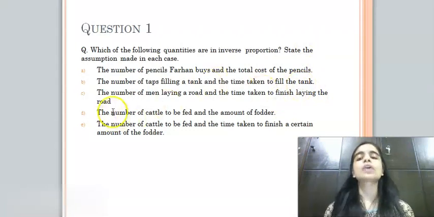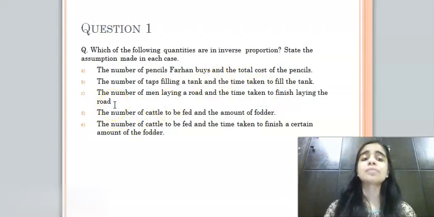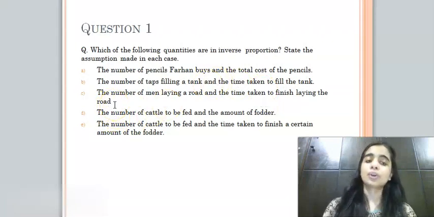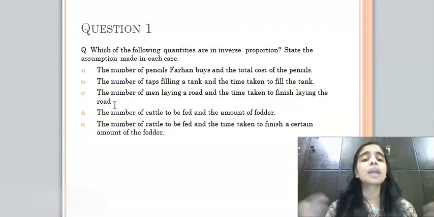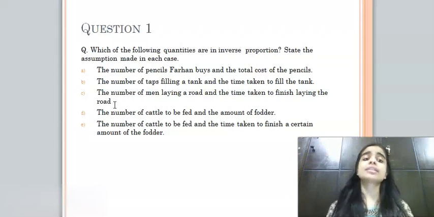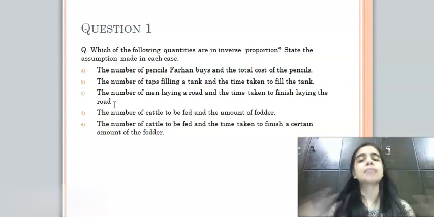Okay, now let's look at part C. The number of men laying a road and the time taken to finish laying the road. When I increase the number of men, I'll increase my labor. So yes, the time will decrease to finish it. Hence, these are inverse proportion. And what is my assumption? Yes, my assumption is that the road is same. In both the situations, whether I'm increasing the men or decreasing them, my road will be same. It has the same length and the same amount of work.